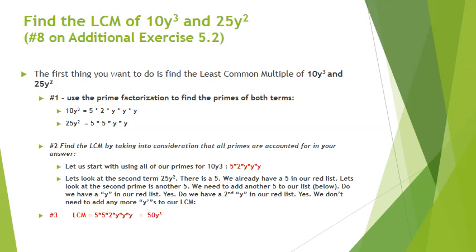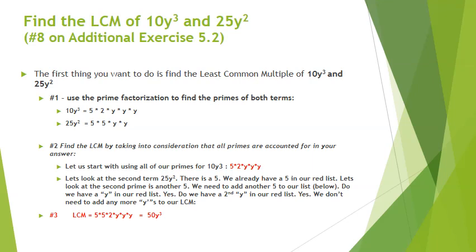Great. So we want to find the least common multiple of both of them. So 10 factored out is 5 times 2. Y cubed factored out is y times y times y. Great. We found the primes for 10y to the third. Let's find the primes for 25y squared. 25 is 5 times 5 and they're prime. Y squared is y times y. Great. So we finished number 1. Let's go to number 2.